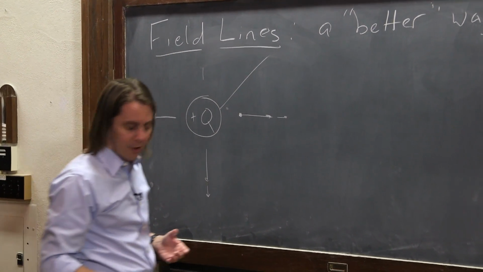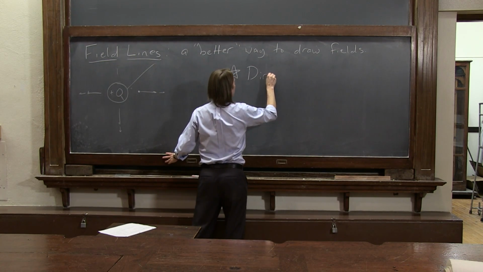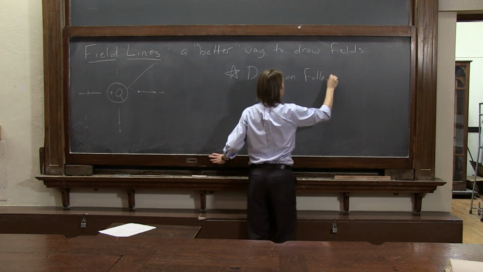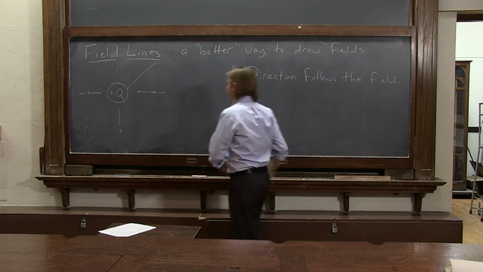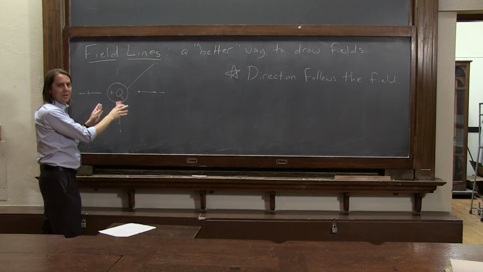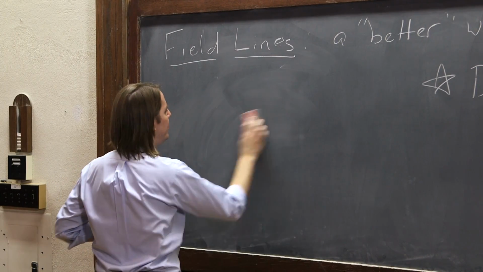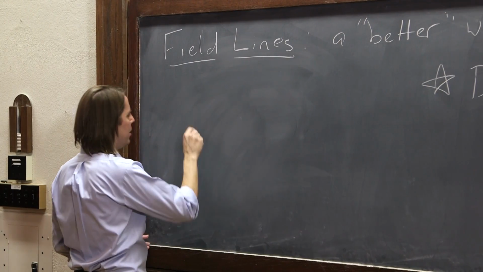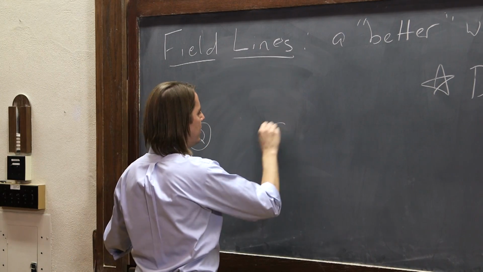The first rule of field lines is that the direction follows the field. Okay? So it's very similar to drawing the quiver plot, you just think about a test charge. So let me erase this one, and we'll draw something a little bit more complicated to practice drawing field lines. We'll just do a positive charge here and a negative charge here.